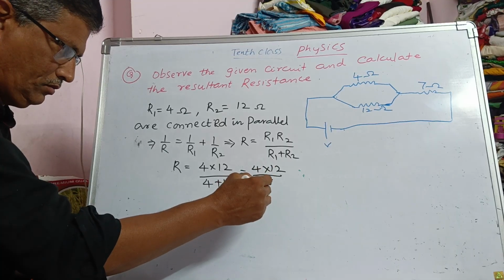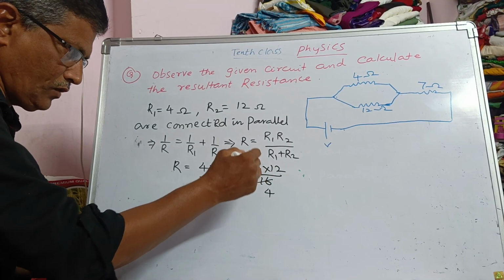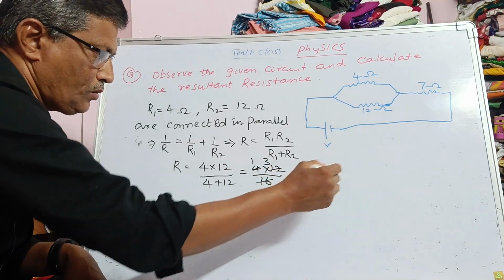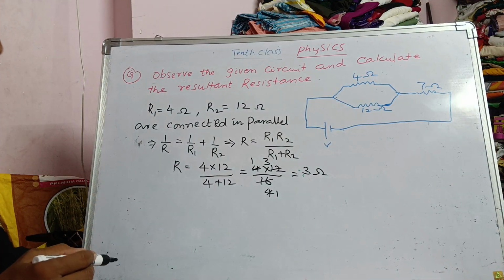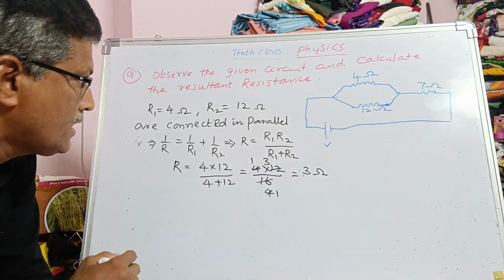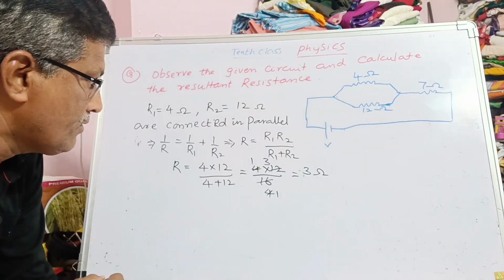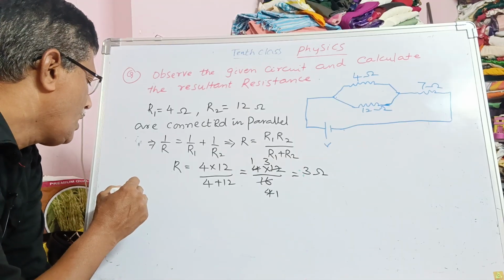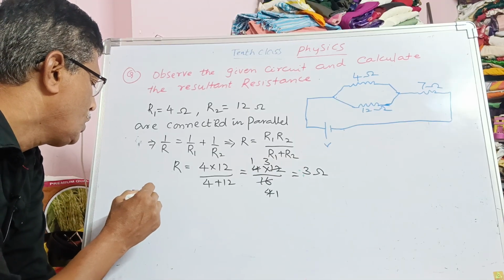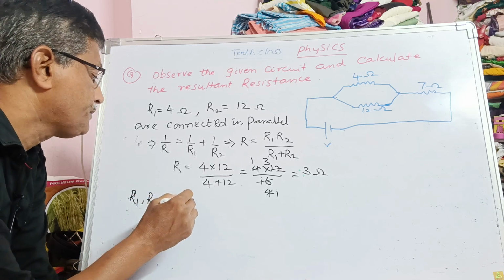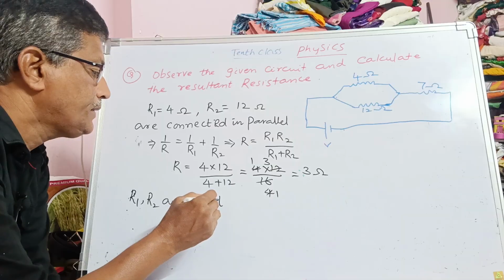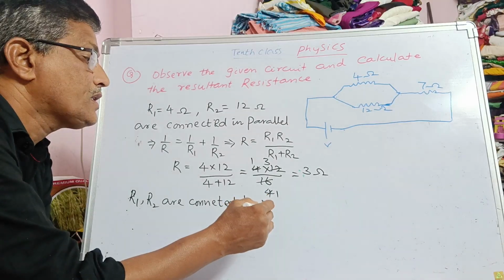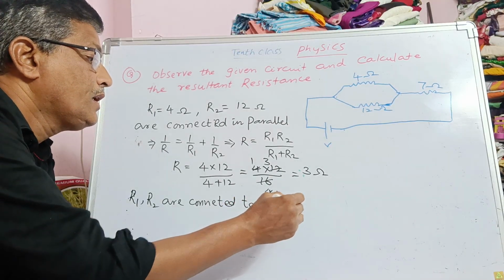Now 4 fours are 16, 4 threes are 12, that is equal to 3 ohms. The effective resistance when connected in parallel is given by 3 ohms. And both R1 and R2 are connected to R3. R3 is given by 7 ohms.